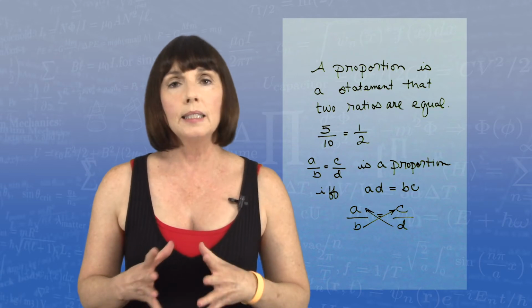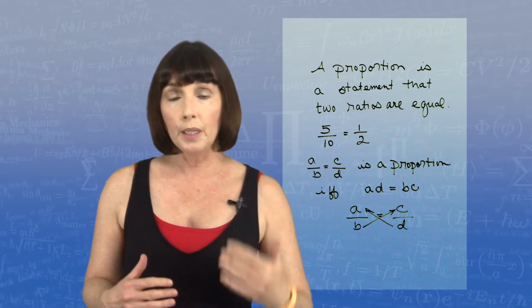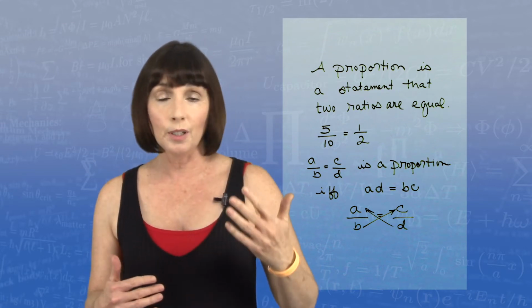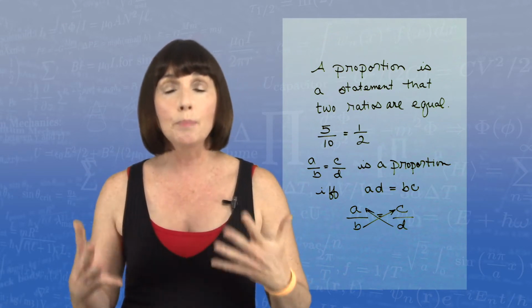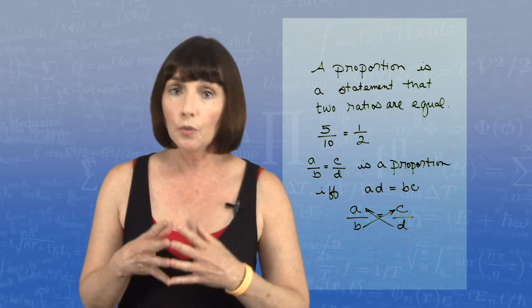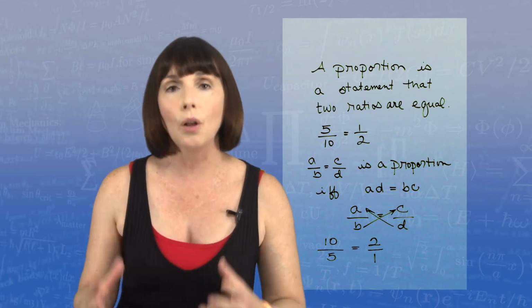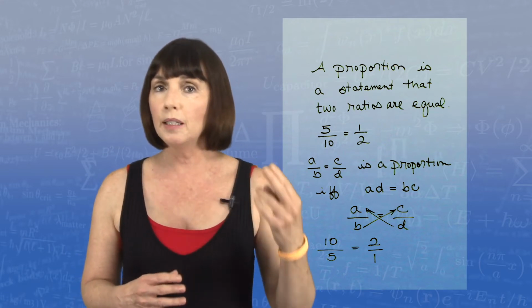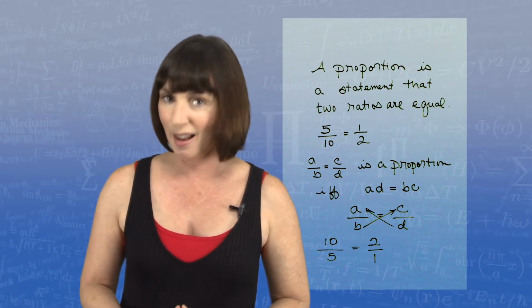Now note, it doesn't matter if I put the small number on top and the big number on the bottom, or the big number on top and the small number on the bottom, as long as I do it the same on both sides of the equal sign. So for example, 10/5 equals 2/1 is also a proportion. Big number on top on both sides, small number on the bottom on both sides.